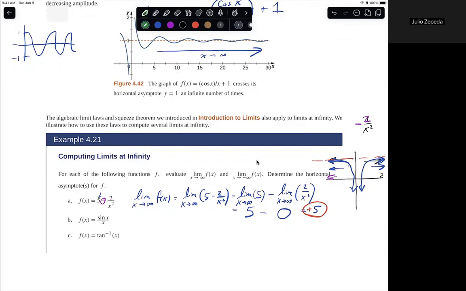nice. Let's take a look at the next one here. Sine of x over x, f of x equals sine x over x. Remember that sine x is bounded between -1 and +1. And so we have essentially something that's pretty small. Now, we're going to take the limit as x goes to infinity. So this denominator is going to grow infinitely large. That's going to make this whole fraction very small, close to 0.